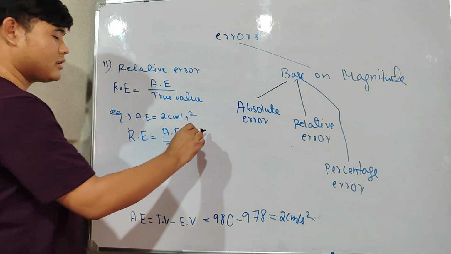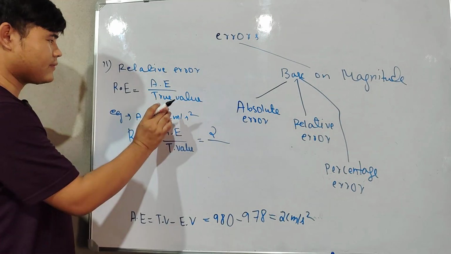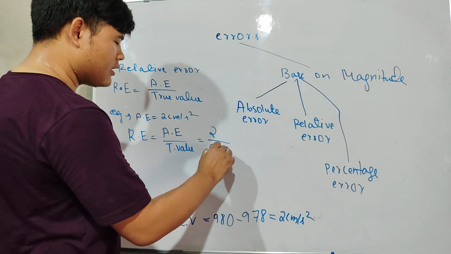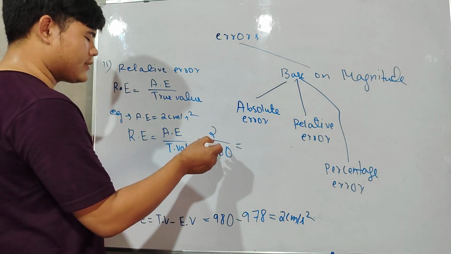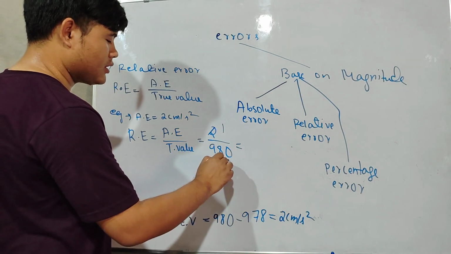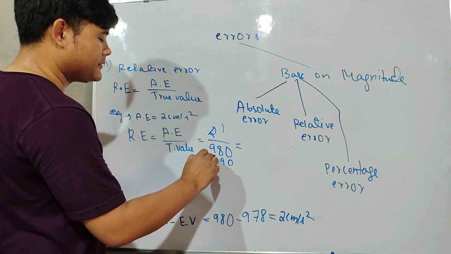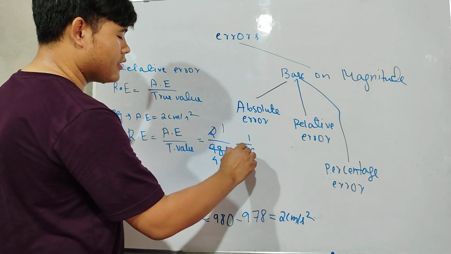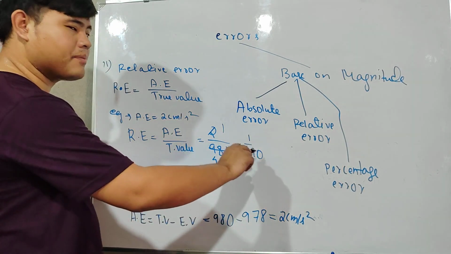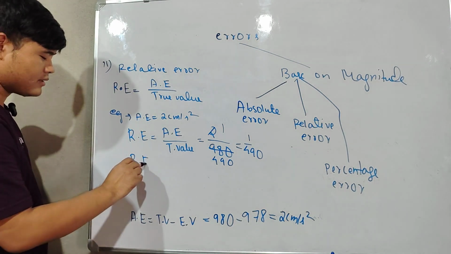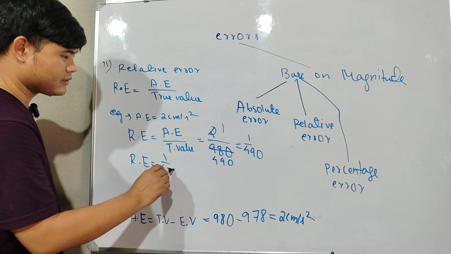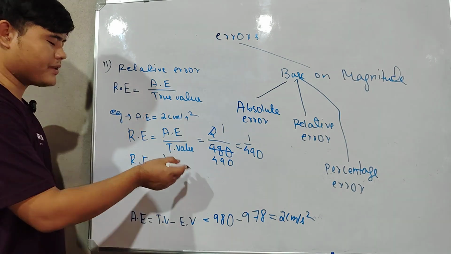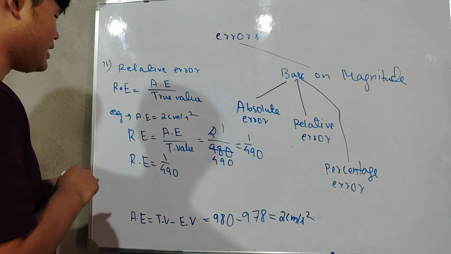Absolute error is how much? 2. True value is how much? True value g is 980. Right? So 980. Then how much will we get? Cancel it. 1, 0, 9, 4. Right? 2 9 18, 2 4 1 9. Yes, 1 by 490. This is our relative error. So relative error is how much? 1 by 490. Okay. You can take it as a decimal, so you can convert it, or you can leave it as it is.